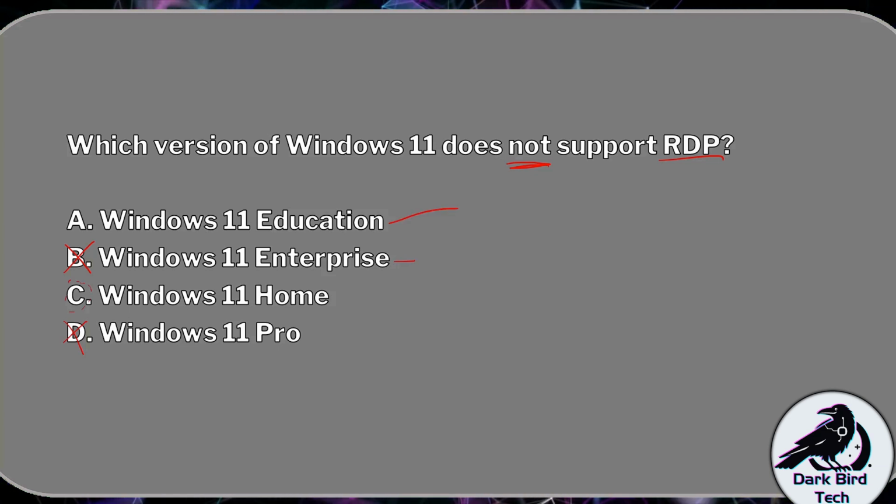Well, one easy way to remember the Education Edition of Windows is it's Enterprise Edition for schools. So if it's Enterprise Edition for schools, that means it probably would support RDP properly. So Windows 11 Home is the better option here. Now, that doesn't mean Windows 11 Home can't ever support remote connectivity, but it supports remote assistance, not remote desktop connections. Slight difference there. Either way, let's move on.